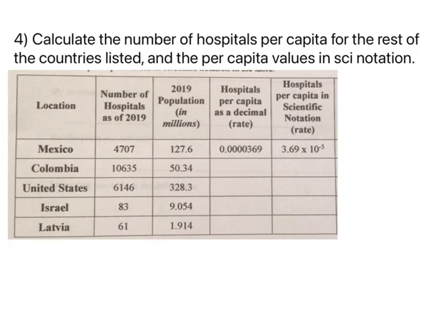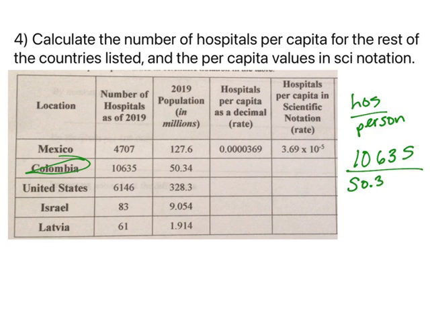So now let's get into it. We're going to calculate the number of hospitals per capita for the rest of the countries listed. Thinking through this, it's going to depend on your calculator which column you fill in first. Here's the idea. We're talking about hospitals per person. So let's look at Colombia. I've got 10,635 hospitals and 50.34 million, so times 10 to the 6th.